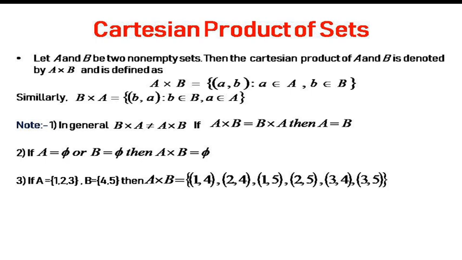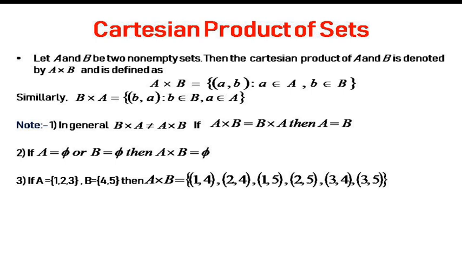Now if we talk about B cross A, then B cross A is the set of all ordered pairs of the form (b, a), where small b belongs to capital B and small a belongs to capital A. Here the first component comes from the first set and the second component comes from the second set. In general, A cross B may not be equal to B cross A.